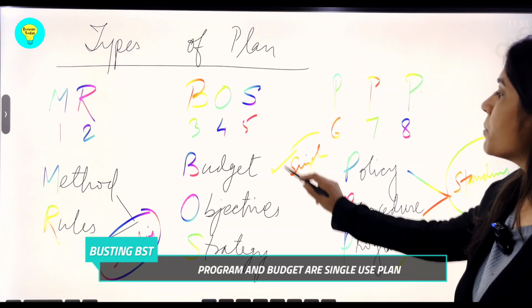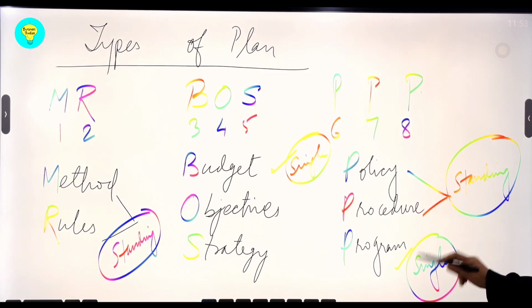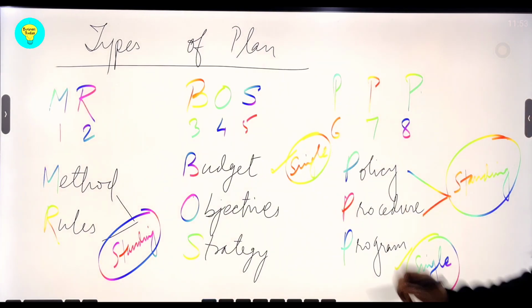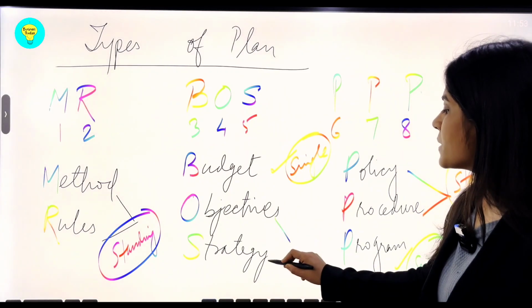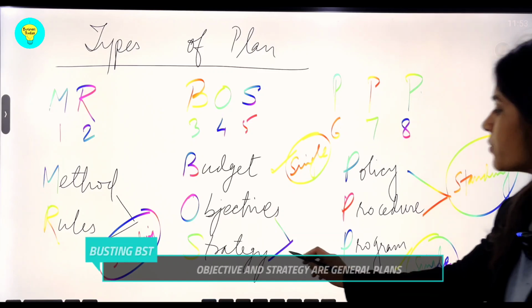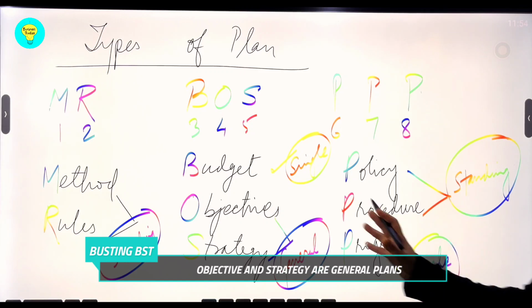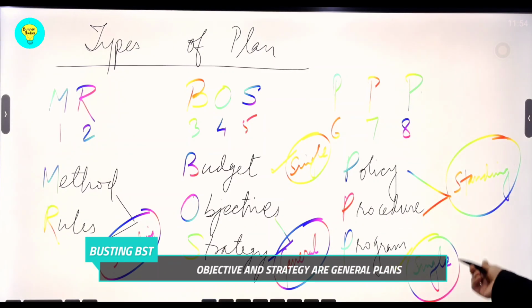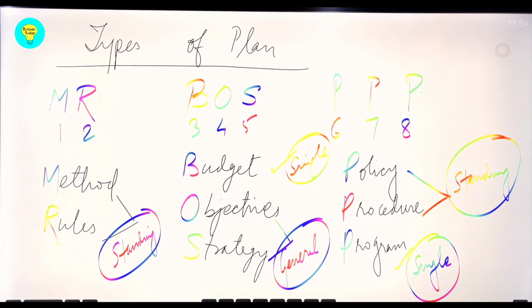These are single use because budget is for a particular task and it usually expires after the completion of task. Similarly, a program, or we can call it a project, for one purpose. Once the accomplishment of task is done, then it fails to work in the other situations. So budget and program are the single use plans, and in your book objectives and strategies have been classified as general plans. General plans means there is a third category which can be shifted to any one of the 2 categories. Sometimes they can be single use, the other times they might be standing plans. So this is the classification you should remember students.